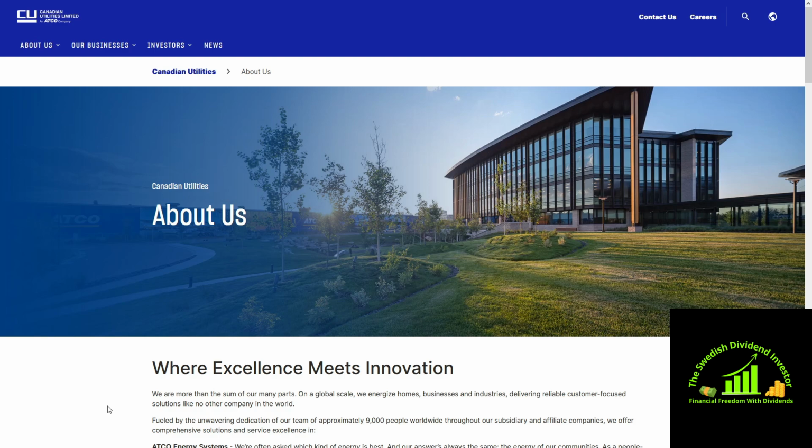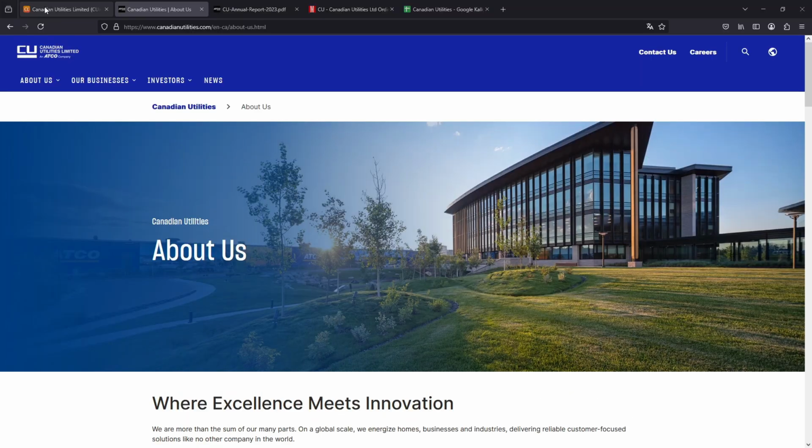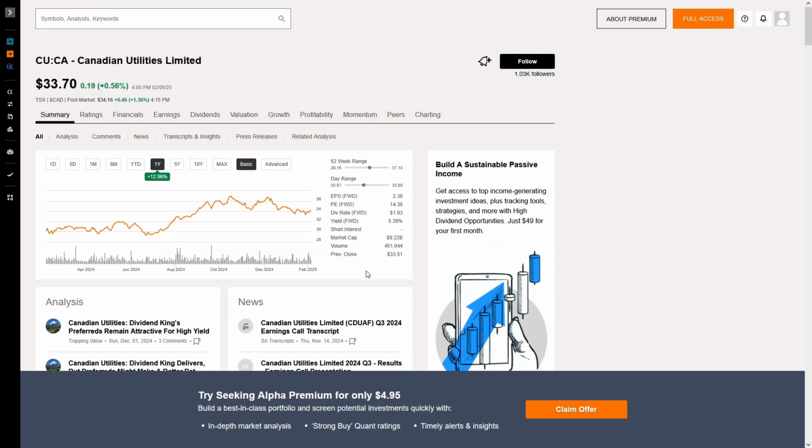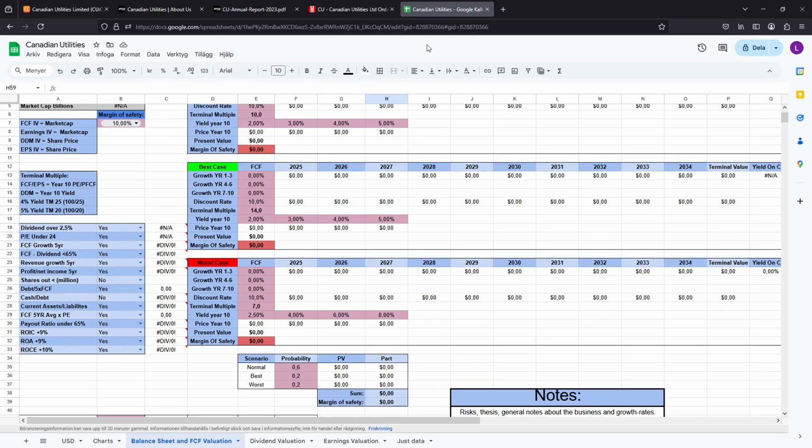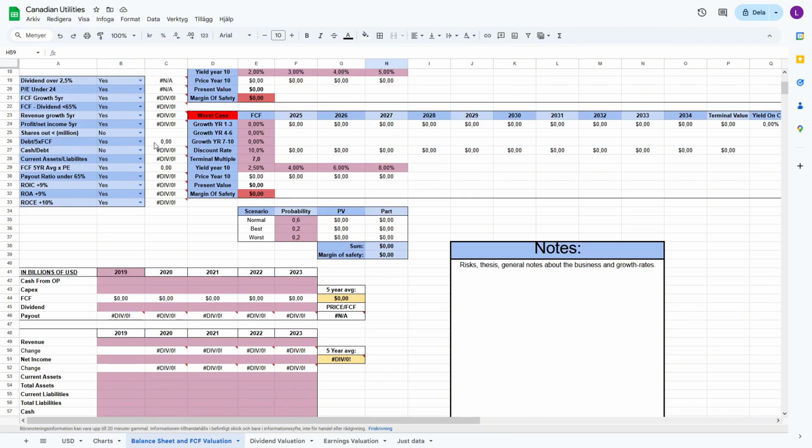And today, I'm going to use both Seeking Alpha and Morningstar. And we're going to start by checking the dividend amount. So we can see here, they are paying $1.83. We're gonna enter it here. And here is the valuation page of my spreadsheet. It looks messy, but it gets the job done.